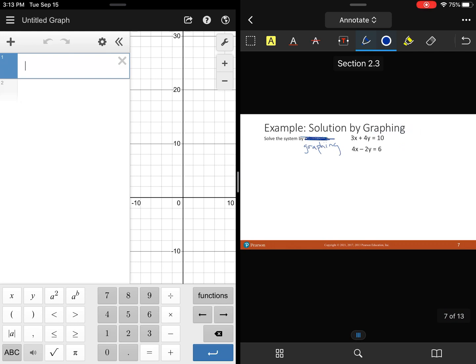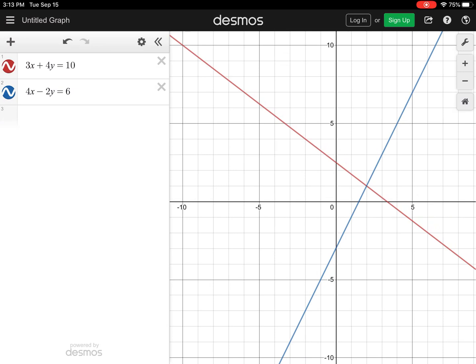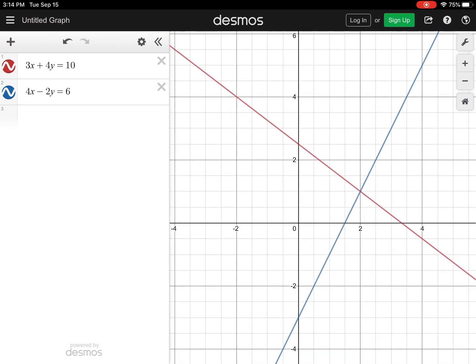All right, so my first line, I've got 3x plus 4y equals 10. All right, my second equation is 4x minus 2y equals 6. All right, and there it is. Okay, so now notice, now let me go ahead and zoom over. All right, so there it is, where these lines intersect.